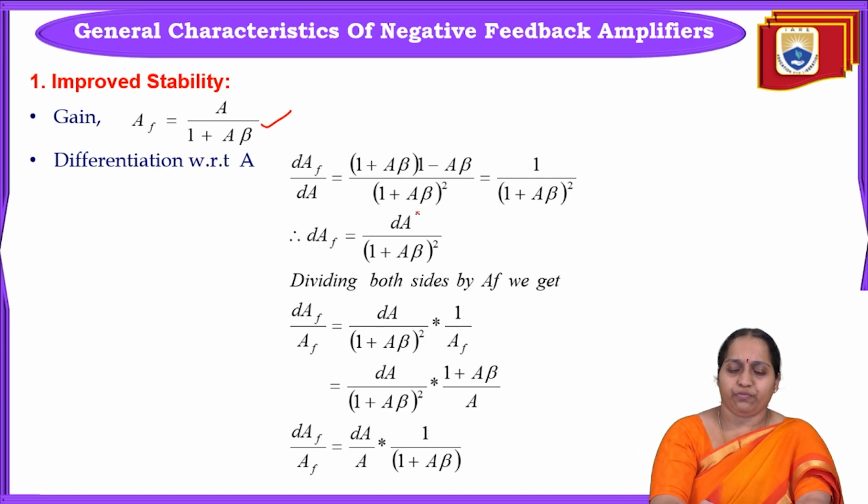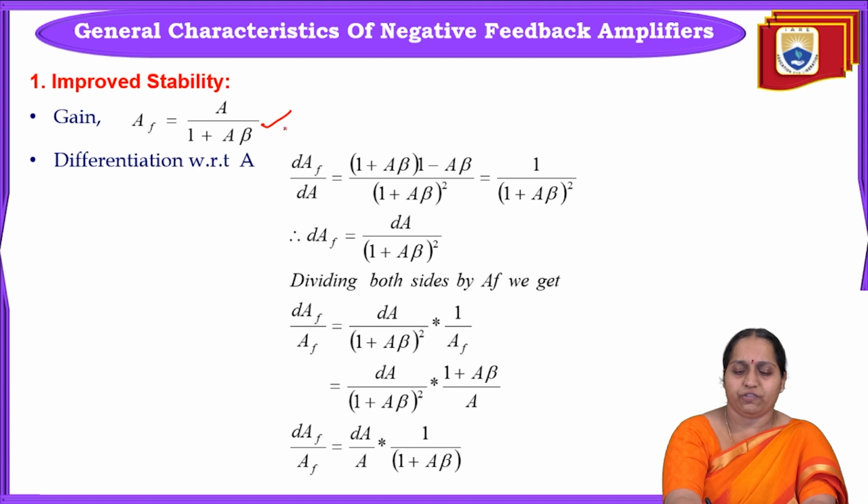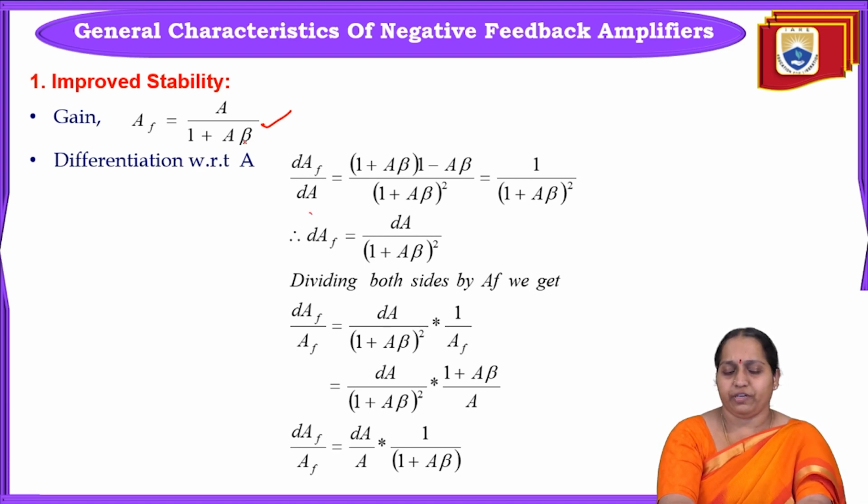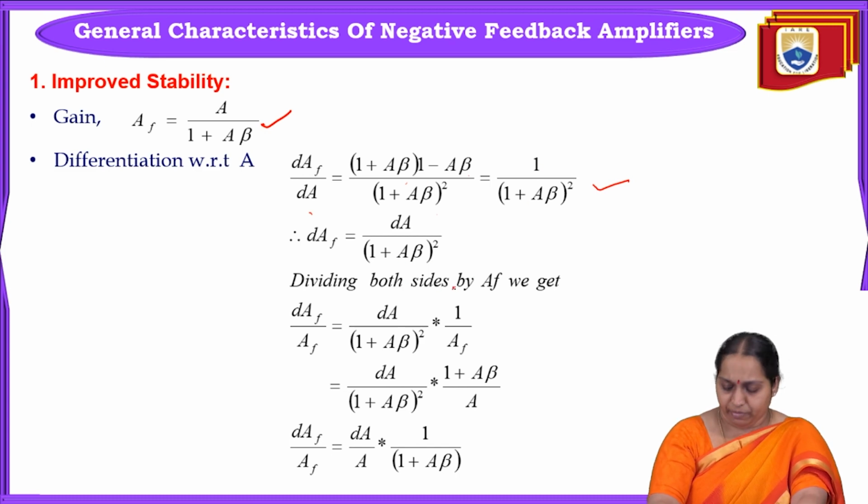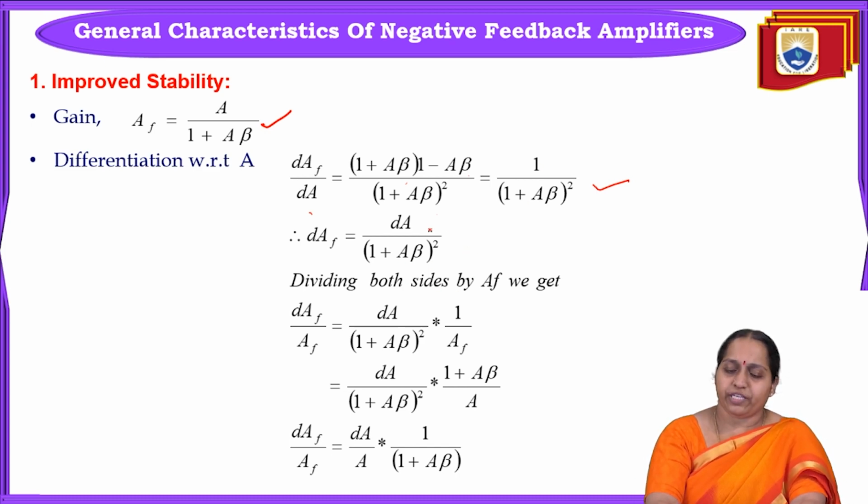Using that formula, if we differentiate AF with respect to A, we get V, that is 1 plus A beta, into the derivative of A, which is 1, minus A into the derivative of 1 plus A beta with respect to A, which gives beta. So A into beta, by V square, 1 plus A beta whole square. On simplification, it results in 1 by 1 plus A beta whole square. So dAF equals dA by 1 plus A beta whole square.